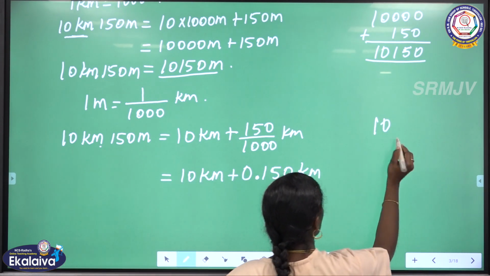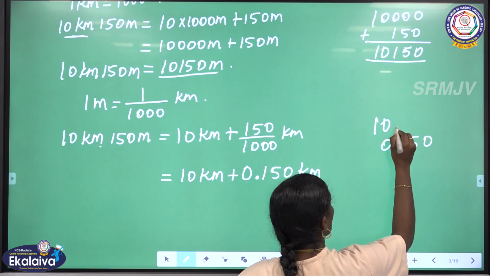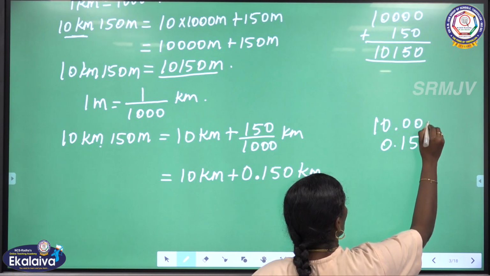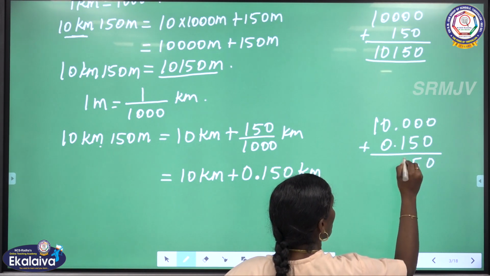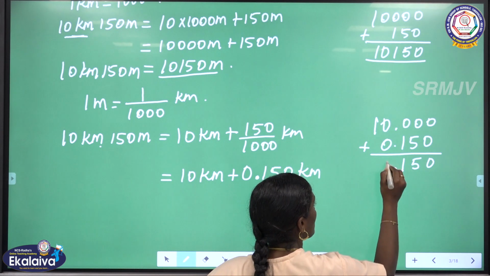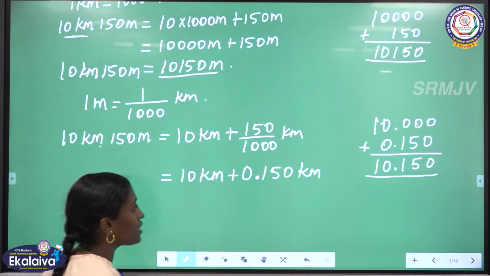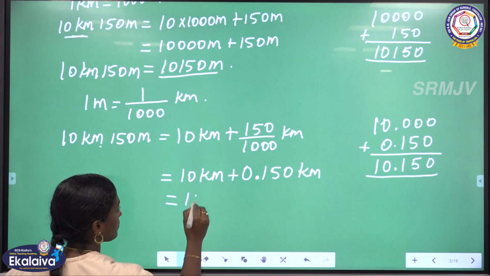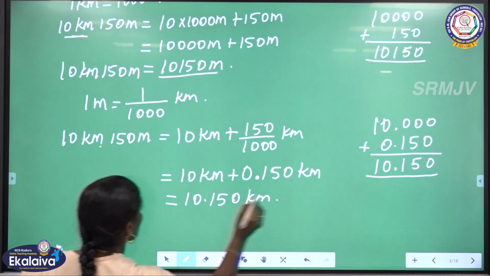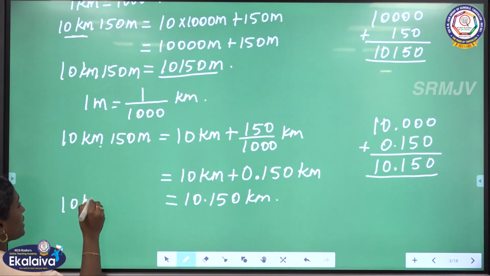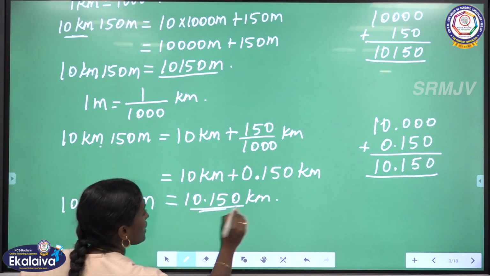Here 10 kilometer is a whole number and 0.150. In 10, the decimal part is 0. Now we have to add: 0 plus 0, 0, 5, 1, and the decimal point, so 10.150 kilometer. 10.150 kilometer. This is 10 kilometer and 150 meter. Now we got the answer in kilometer.